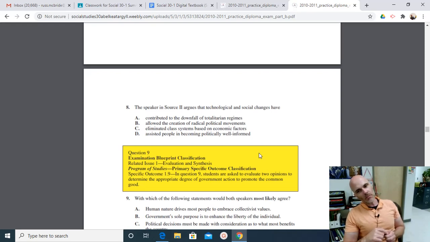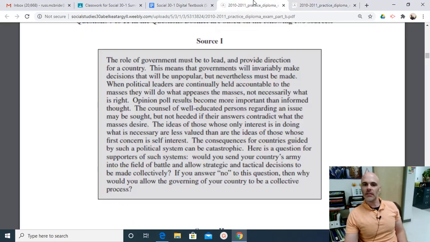Assisted people in becoming politically well informed. Could technology help people get informed? Sure could. So is it technology helping people get informed? Is it technology making people more radical? Or is it technology destroying dictatorships? Now we're matching again. How easy is this?